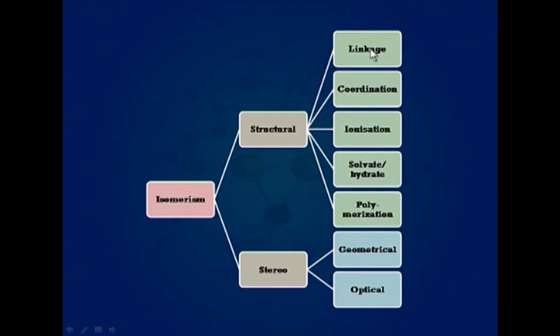Different types of structural isomerism we have discussed in last lecture. Today we will be discussing a type of stereoisomerism, that is geometrical isomerism. So, what are stereo or space isomers? These isomers differ only in the spatial arrangement of atoms or groups about the central metal atom. It is possible only in the complexes having coordination number 4 or greater than 4.